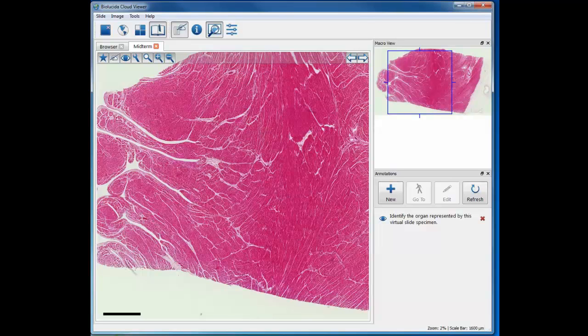But we have people putting things like cardiac muscle, which we didn't ask for. Interventricular septum, we didn't ask for that. Liver, lymph node, pancreas, thymus, and tongue.